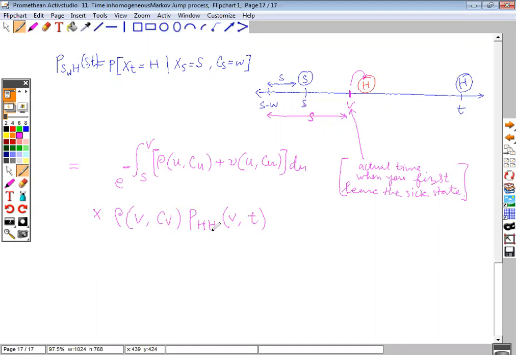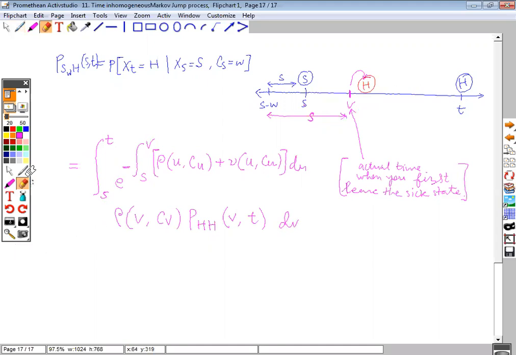Because we assumed V arbitrarily, what we are going to have is some dV and a full integration from time S to time t. This V could be anywhere in between S and t. So this is what you have. This is multiplication.